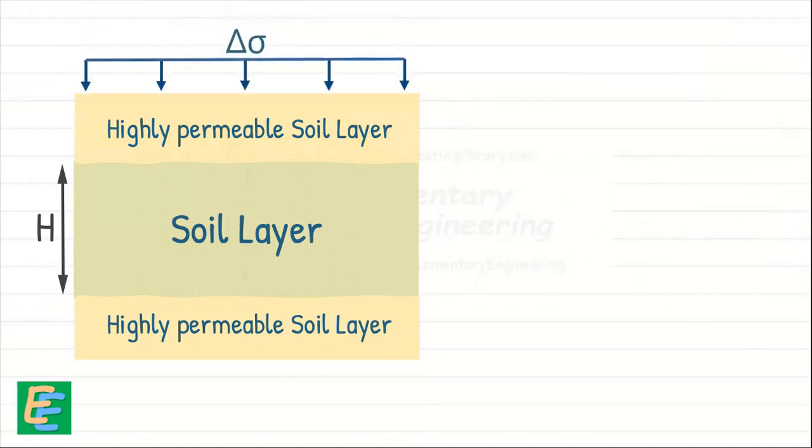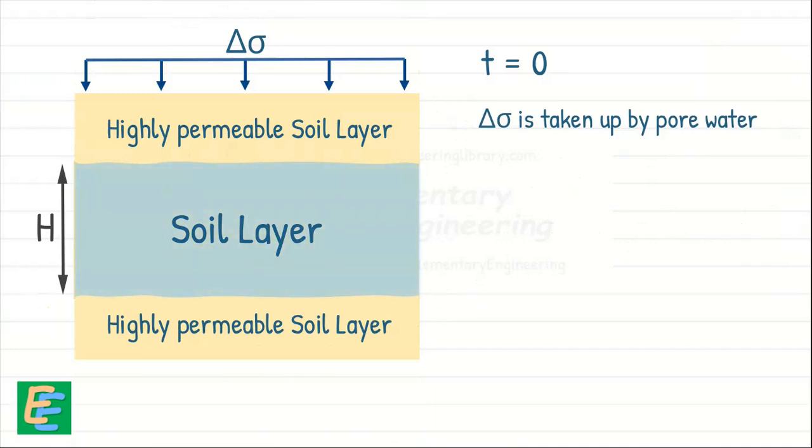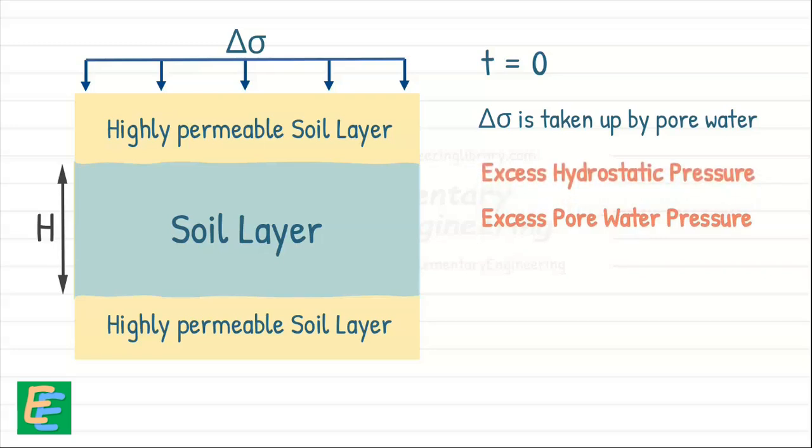When we apply a uniform pressure, say delta sigma, to the top surface, immediately after the application of the load at time t equal to 0, the entire pressure is taken up by the water in the soil pores as excess pore water pressure, also known as excess hydrostatic pressure. This initial hydrostatic pressure, say UI bar, is the same throughout the clay layer.